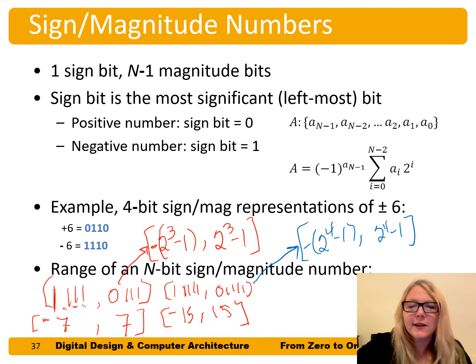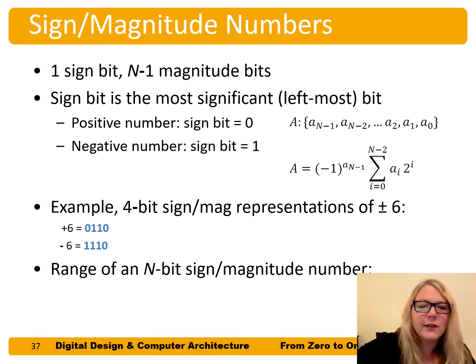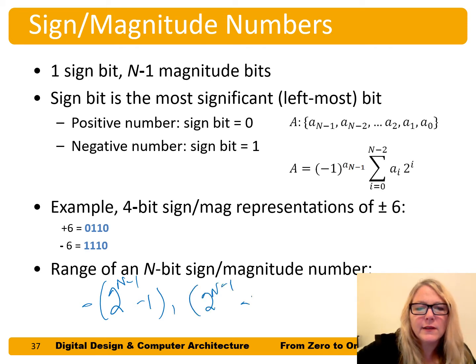So we see a pattern here. If we write it in terms of n, the most negative number you can represent is minus (2 to the n-1, minus 1), and the most positive number is 2 to the n-1, minus 1. And so for our example of 4 bits, we'd have minus 2 to the 3, which is 8, minus 1, which is 7. So we get minus 7 to plus 7.